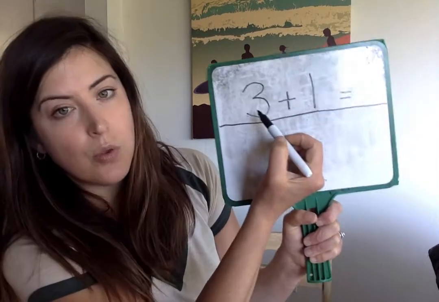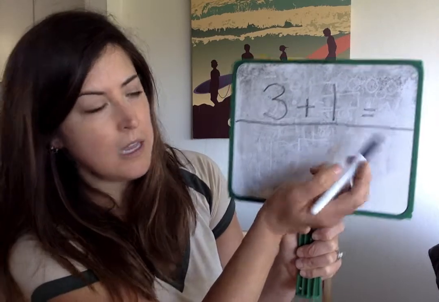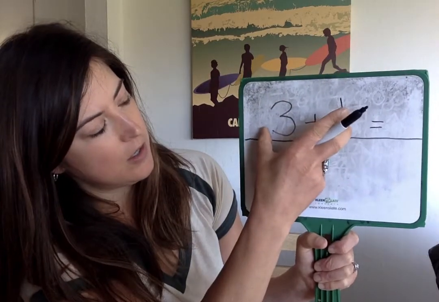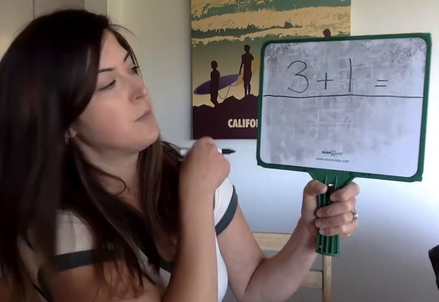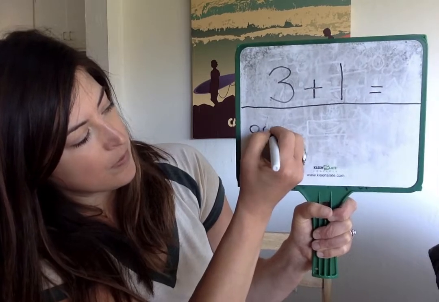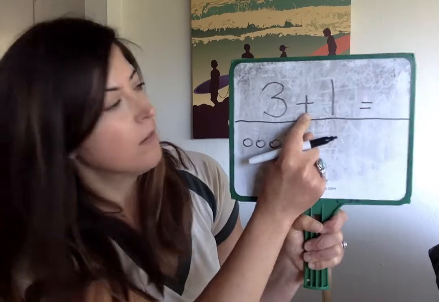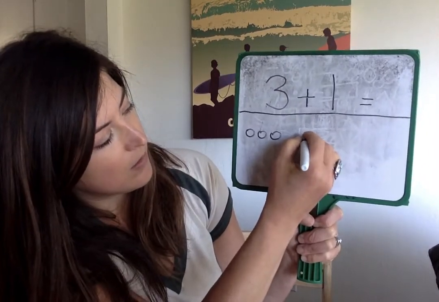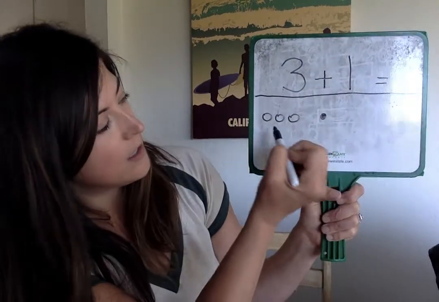It says 3, read it with me, plus 1 equals. And we don't know the answer. Over here needs to be equal to what's over here. So some of you might know the answer. Let's pretend we don't. 3, that means we have 1, 2, 3, and we're getting more. How many more are we getting? We're getting 1 more. So this is a picture that you could draw that would match this.